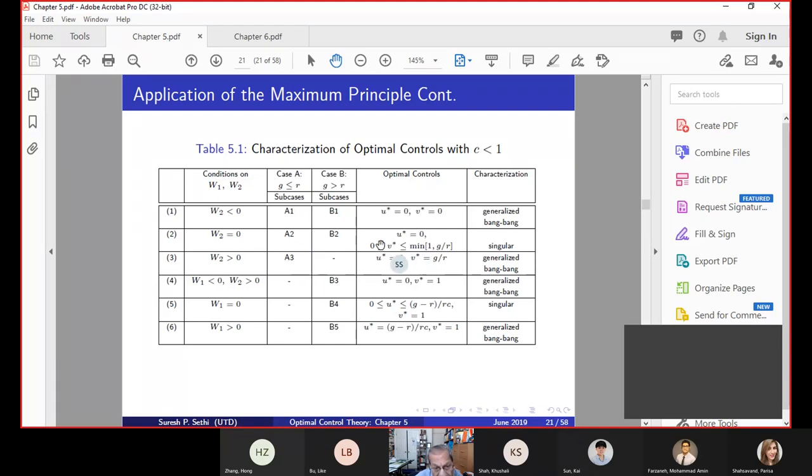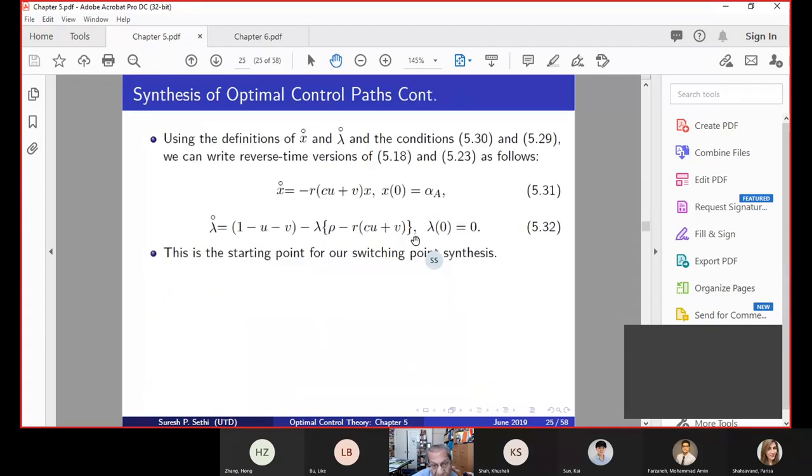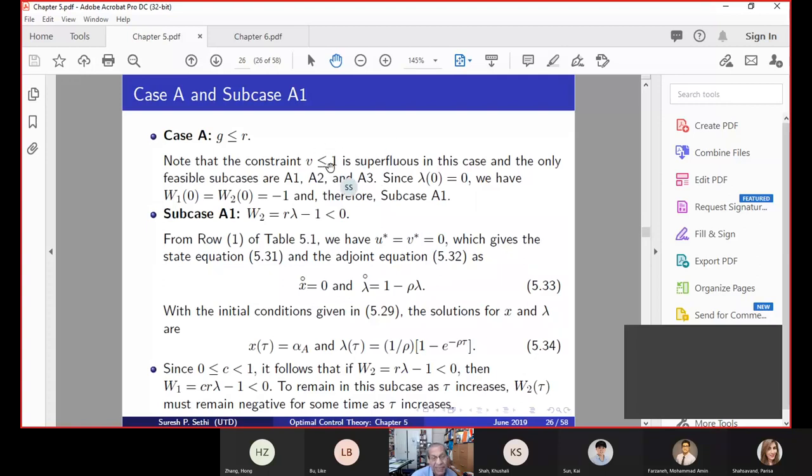Notice v star equal to 1 is never applicable because either v star is equal to 0 or v star is between 0 and the min of 1 and g by r. But g by r is less than 1. So if you write this condition for A2, that will be 0 less than v star less than or equal to g by r, and here it is going to be v star equal to g by r also. That means v star equal to 1 is never a constraint. It is never going to be encountered. So we don't have to worry about the v star less than or equal to 1 constraint. That constraint is superfluous because we will never need it. It is taken over by the constraint v less than or equal to g divided by r. And g divided by r being less than 1, that constraint is dominant compared to this one, so it's actually a redundant constraint.